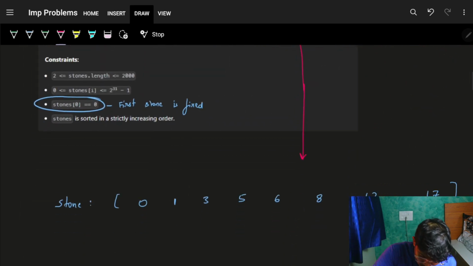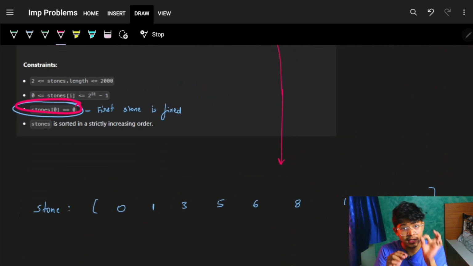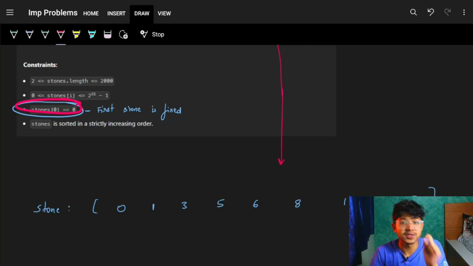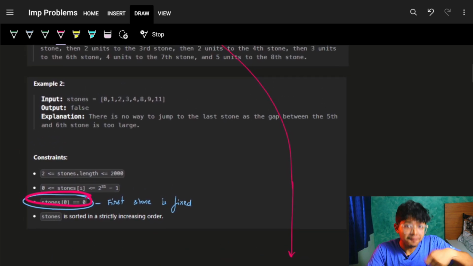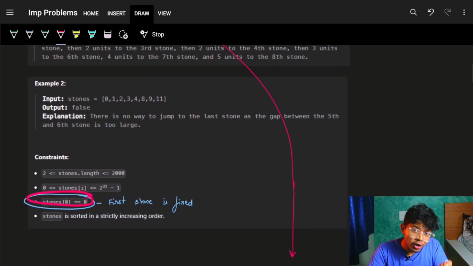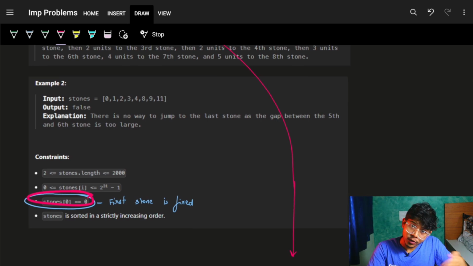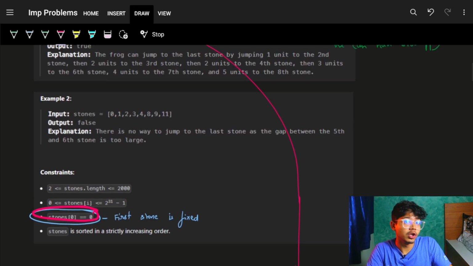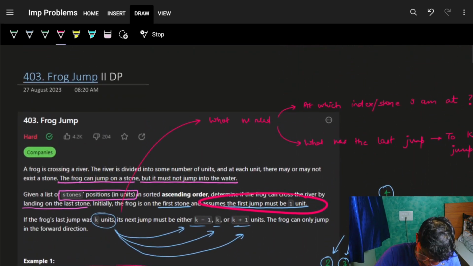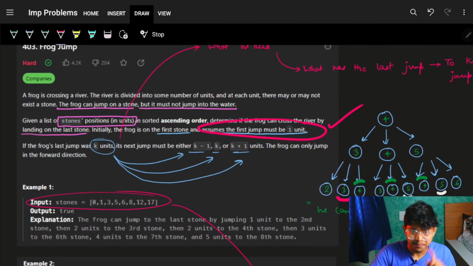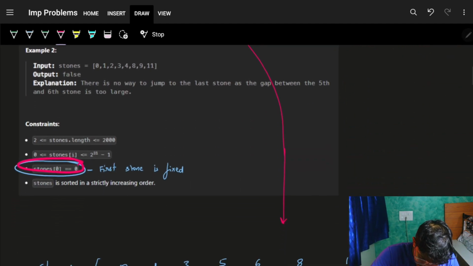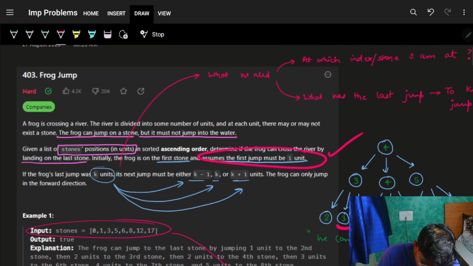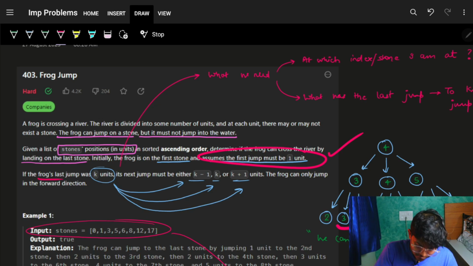Also, if you look at the constraints, the first stone is always at 0, and the first jump is of size 1, which means after the first jump the frog should for sure land on location 1. If the stone at 1 is not there, the frog will not even reach the last position. So we have two major things: the first jump is of size 1, and the frog is starting from stone 0, which means location 0. Now, if the frog's last jump was k units.